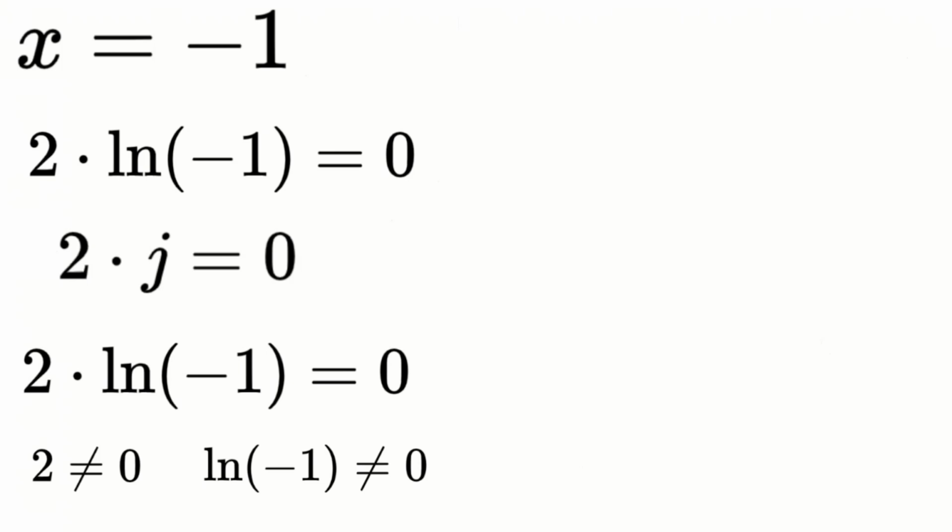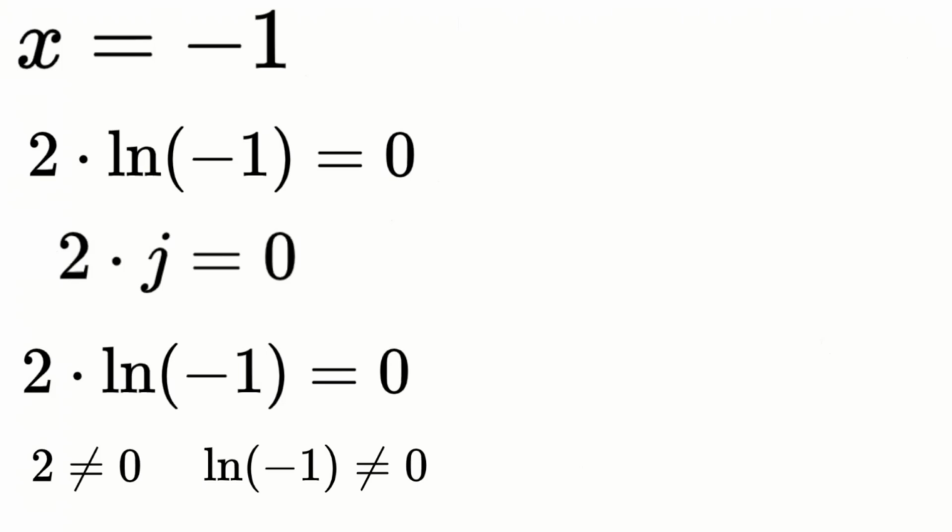Now, as Jay said, a times b will not be equal to 0 if a and b are not 0. But why are we stuck here? Don't worry, I have a solution. Actually, the natural logarithm of -1 is not defined in the real system, but it is defined in the virtual system. So to solve this problem, we must take 2 times natural logarithm of -1 as 2 times j as one unit instead of separately.